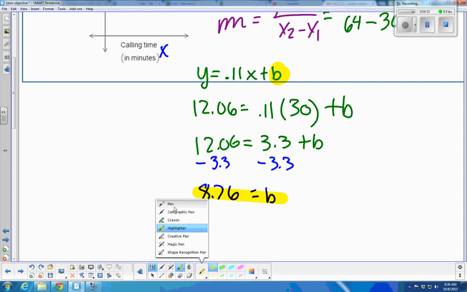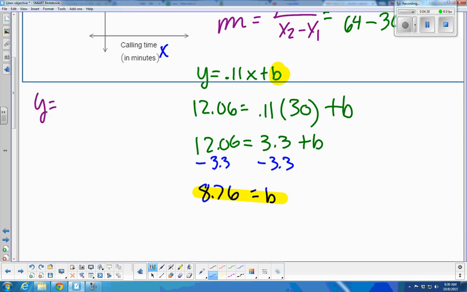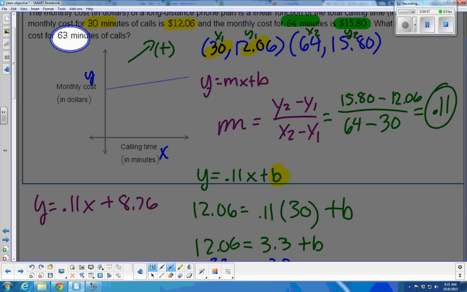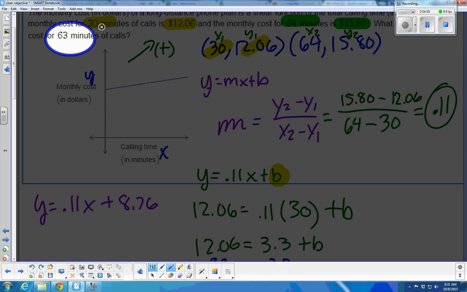So the hard part is done. All right, we're almost there. We're on the home stretch. So y equals my slope, which is 0.11, I found that earlier, x plus my b value. All right, and now I have an equation that represents that line. So now I can find any point you want. Well, this problem wants me to find this, 63 minutes. Right there. That's what it wants me to find.